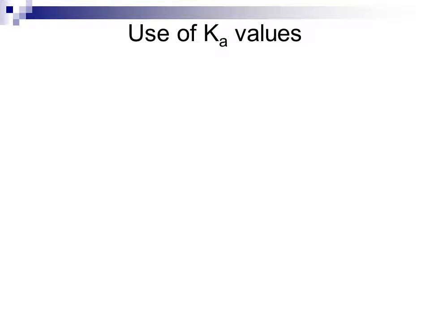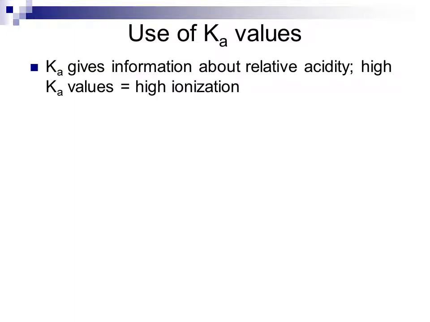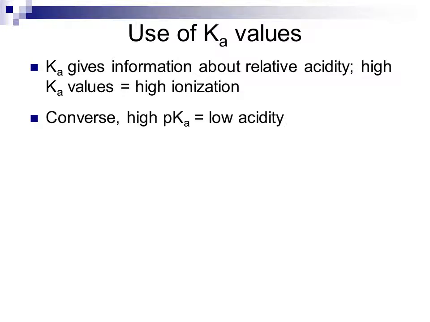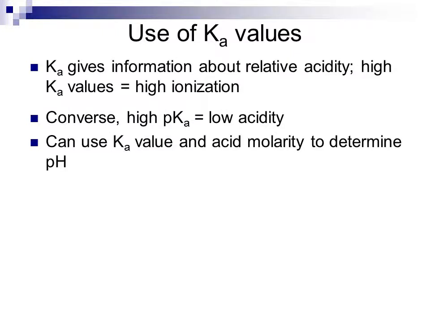Now, Ka values are useful. Ka gives us information about the relative acidity. A high Ka value will have a high degree of ionization because it will lie towards the right-hand side. Conversely, a high pKa, or negative log, will have a low acidity. The larger the Ka number, the smaller the pKa will be. The smaller the Ka number, the bigger the pKa will be. That's the nature of logs.